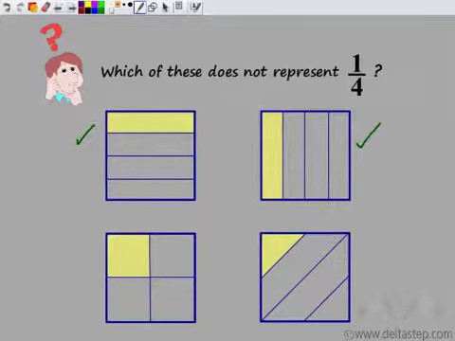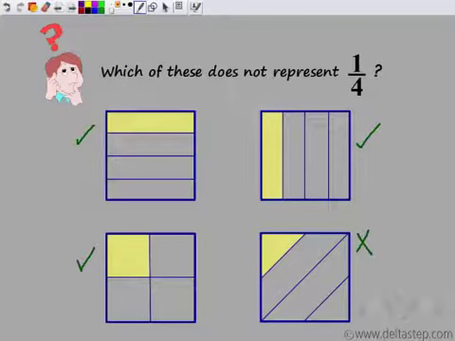Again, 4 equal parts. 1 is colored, 1 by 4 here also. So all these 3 show 1 by 4. Let's move on to this. Is it divided into 4 equal parts? Clearly you can see that this is much longer apart than this. They are not divided into equal parts, and hence this does not show 1 by 4.